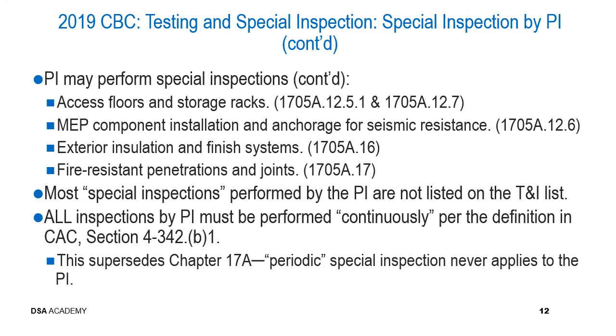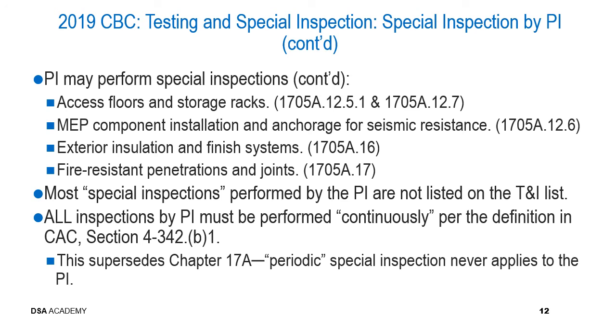So this is just industry practice for these particular types of items that are typically just done by the project inspector. Here are some additional items for which the project inspector may be performing special inspections. Access floors and storage racks. Again, refer to the code sections on the slide here to refer to the code where these are called out. Also, MEP component installation and anchorage for seismic resistance. Also, EFIS, the exterior insulation and finish systems, as well as fire resistant penetrations and joints.